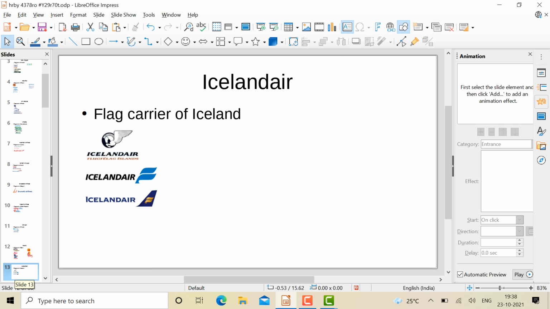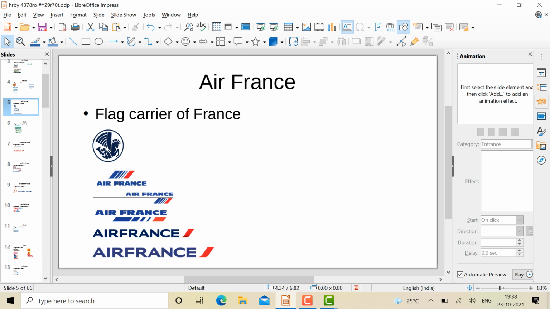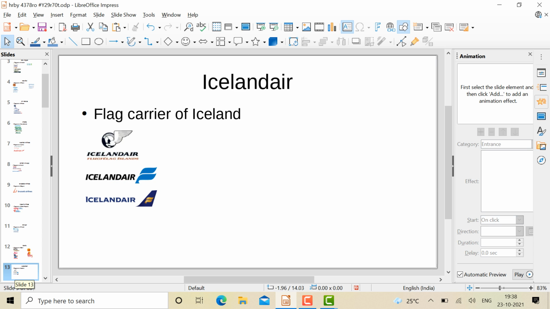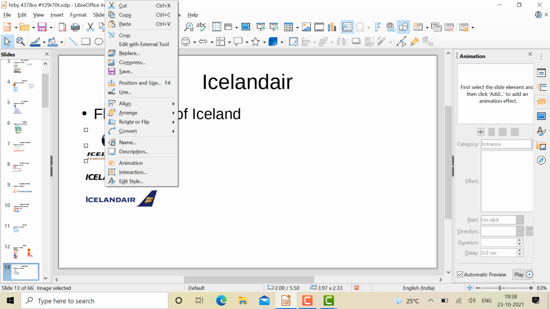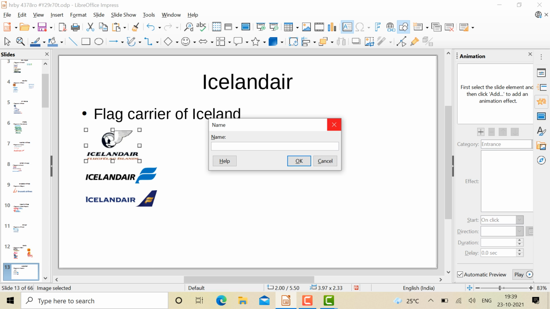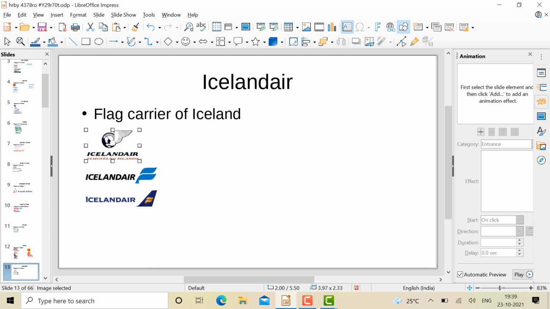Our next airline is Icelandair. Icelandair is the flag carrier of Iceland. So Icelandair's first logo involved a horse. It's somewhat similar to one that Air France has, even though it's not. The wings spread out. There was a wing with the flying horse, I think, spread out. It had the name Icelandair on it.